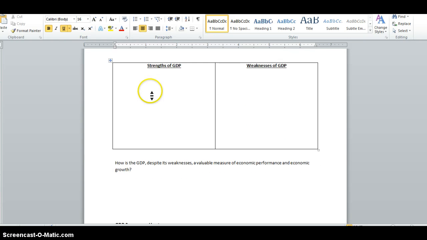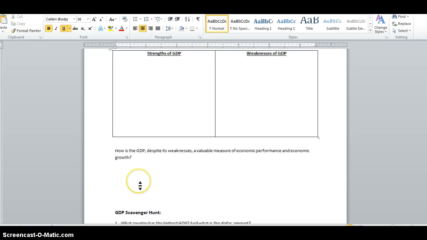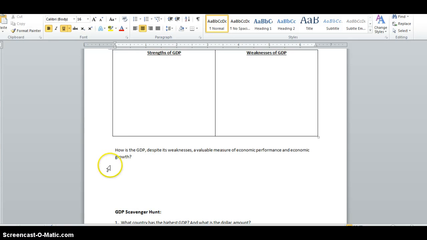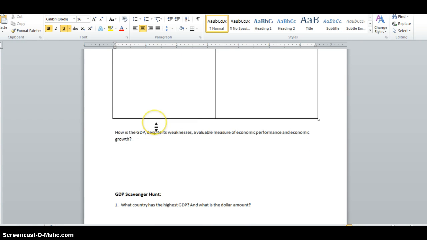Once you're able to identify strengths and weaknesses, I want you to answer the question: how is the GDP, despite its weaknesses, a valuable measure of our economic performance and economic growth? Okay? So just respond right here on this document. You can handwrite this in, you can type it in, does not matter to me.